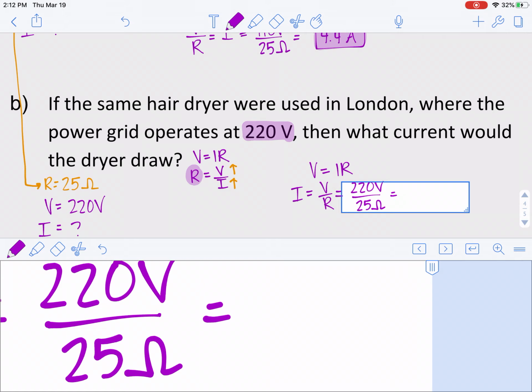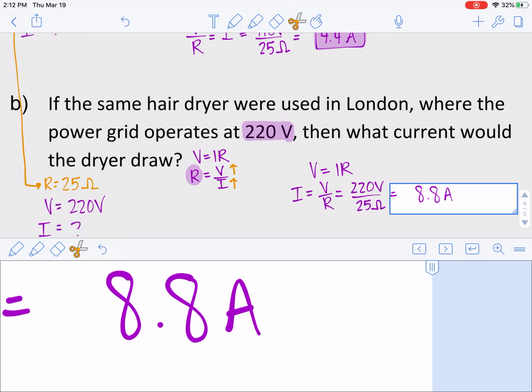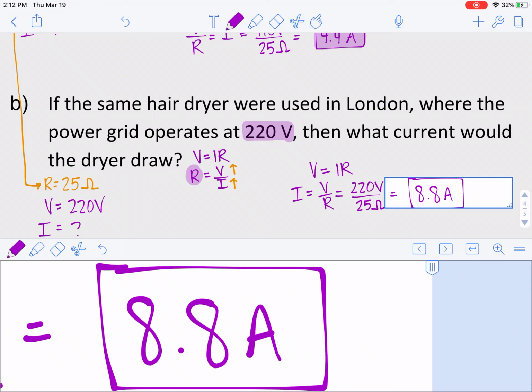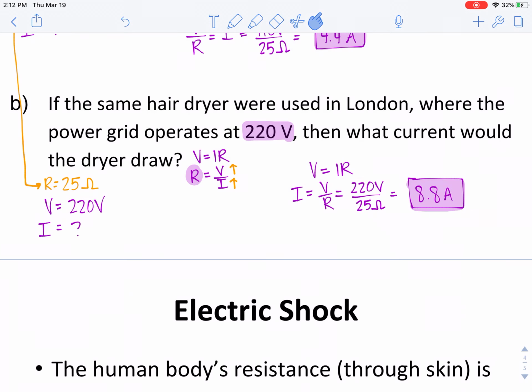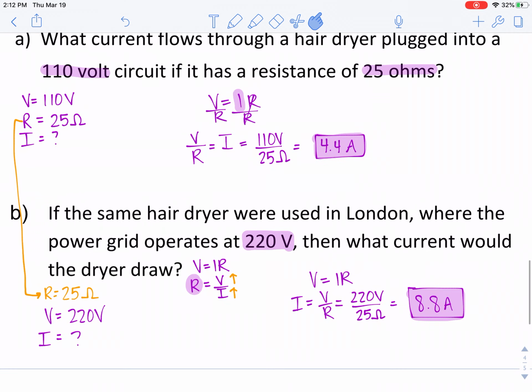And when you take 220 volts and divide it by 25 ohms, and you punch that in your calculator, you will find that the current is 8.8 amps, exactly doubled the current from the previous problem, proving that our prediction was correct. If voltage doubles, so does current, in order to have our resistance remain the same.